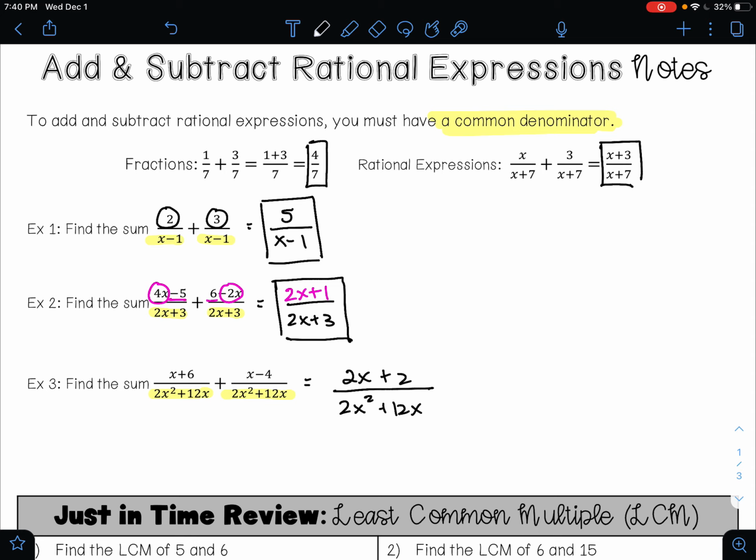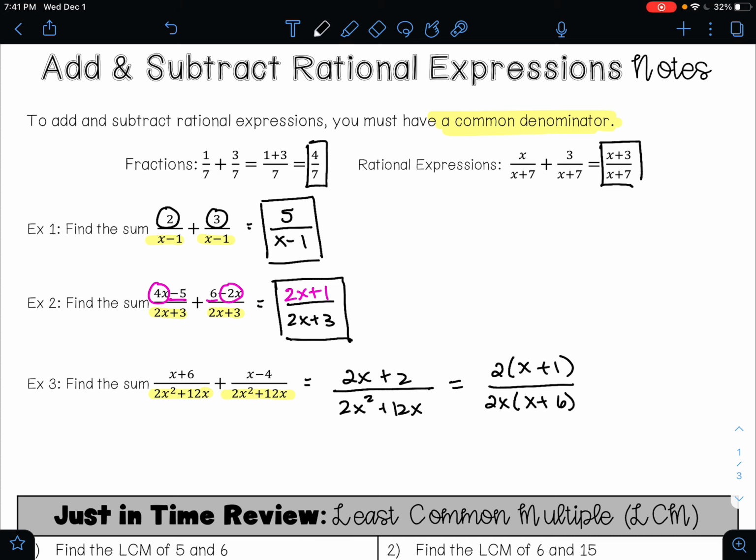Now, just like with regular fractions, we always want to reduce when we can. In my numerator, I have a GCF of 2, so I can factor that out. And so inside parentheses, I'll have x plus 1. In my denominator, I have a GCF of 2x, so I'm going to go ahead and factor that out, and that's going to leave me with x plus 6.